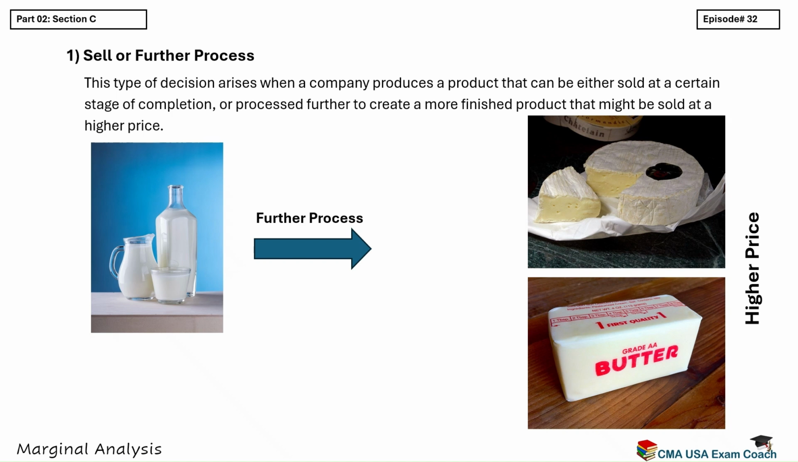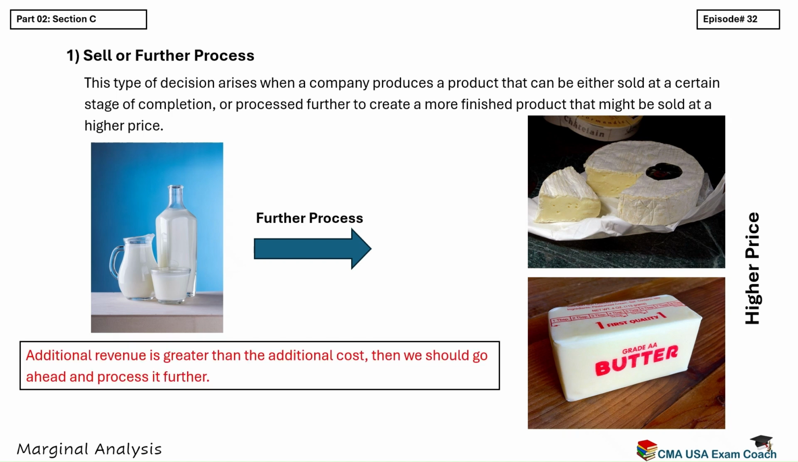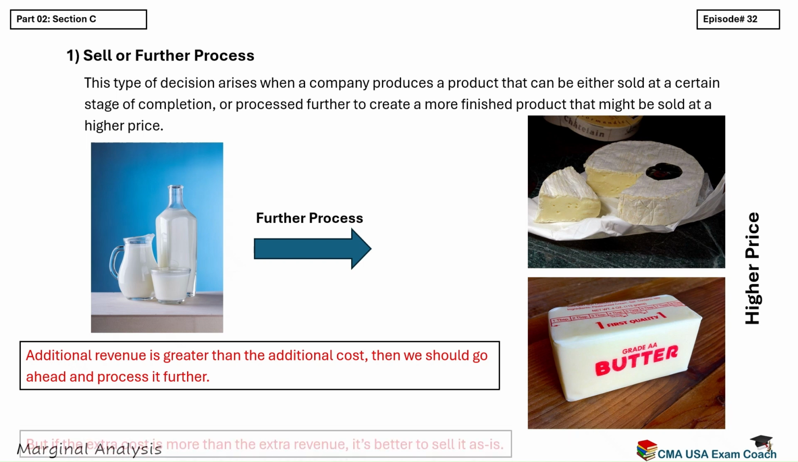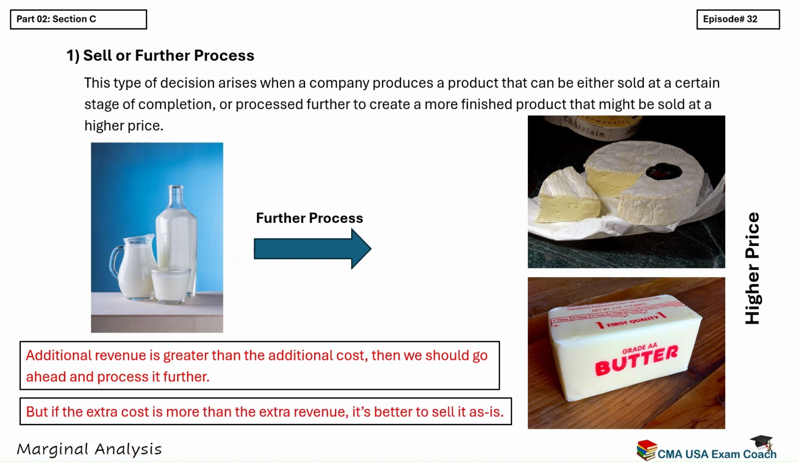To answer this, we compare the incremental revenue from selling the further processed product against the incremental cost of further processing. If the additional revenue is greater than the additional cost, then we should go ahead and process it further. But if the extra cost is more than the extra revenue, it's better to sell it as is. So, this decision is based on relevant costs and relevant revenues, exactly what marginal analysis is all about.